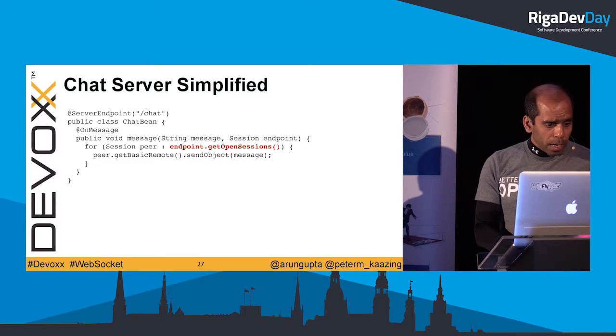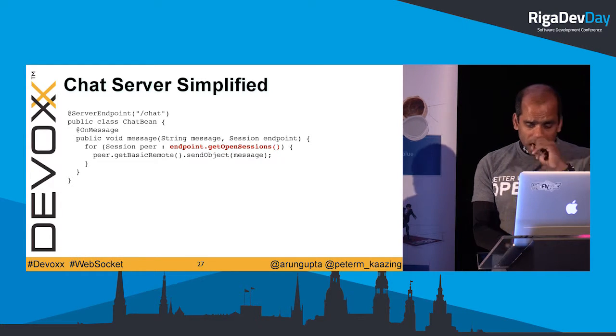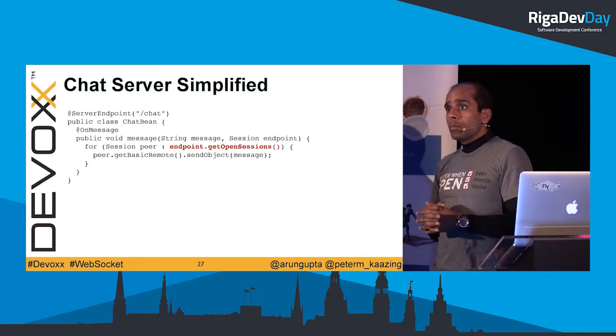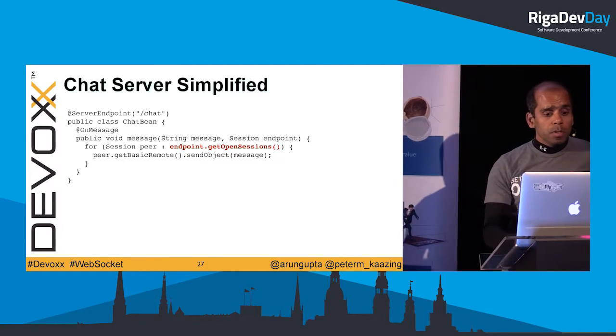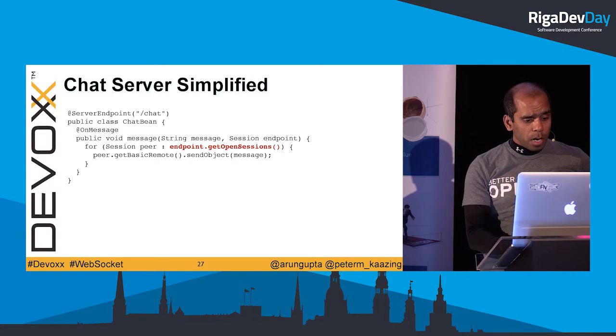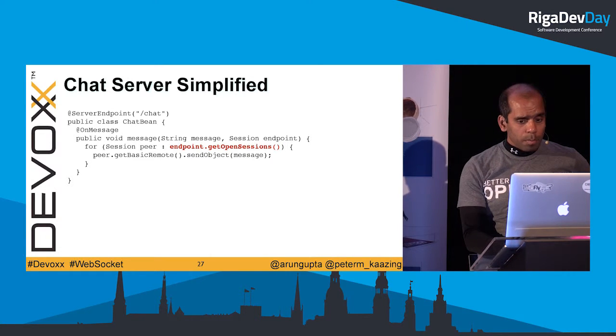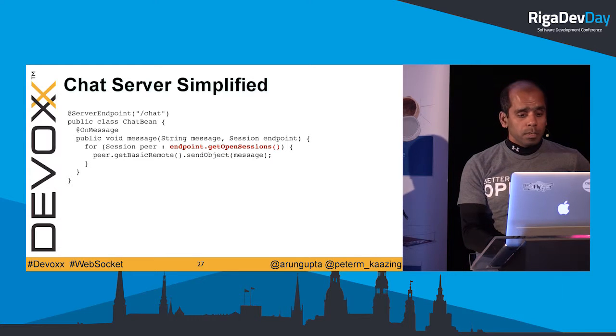If I show you the code behind this, my chat server is exactly what I showed in my code earlier. It's very straightforward, nothing fancy in there. Server endpoint listening at this chat URI. This is the on message annotation, and it's just broadcasting to all the clients.